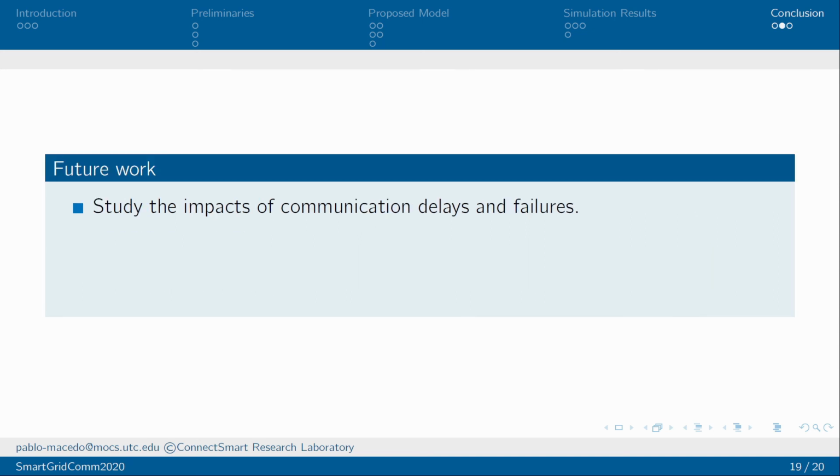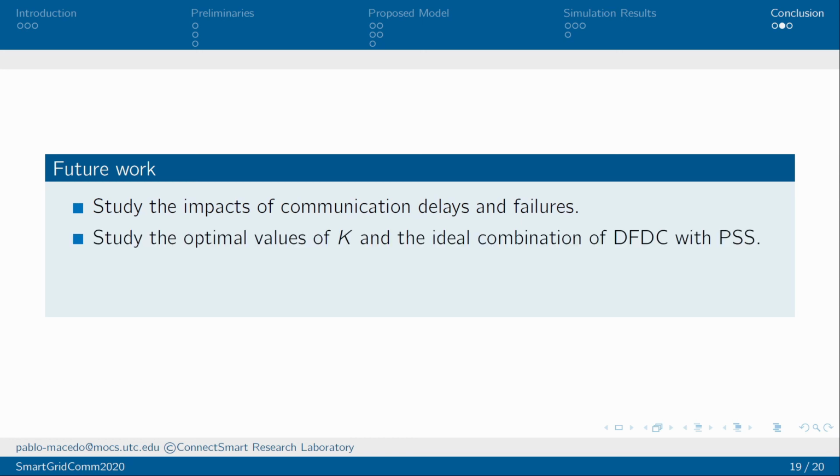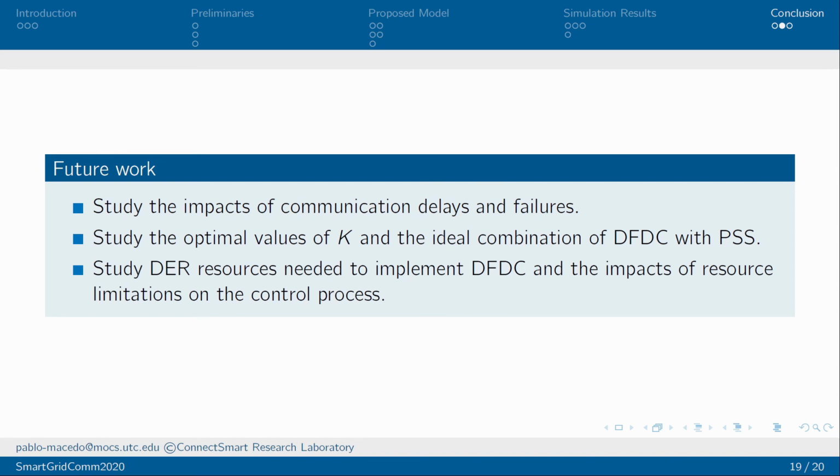For future work, we plan to study the impact of communication delays and failures on the control algorithm. We want to study the optimal values of K and the ideal combination of distributed frequency deviation control and PSS, which is power system stabilizer. Another study we want to do is to determine which distributed energy resources would be more appropriate to provide power to the distributed frequency control that we proposed in this work.